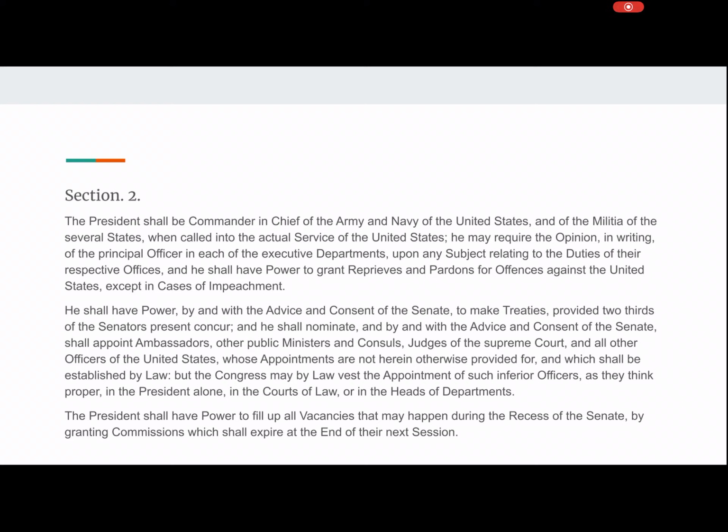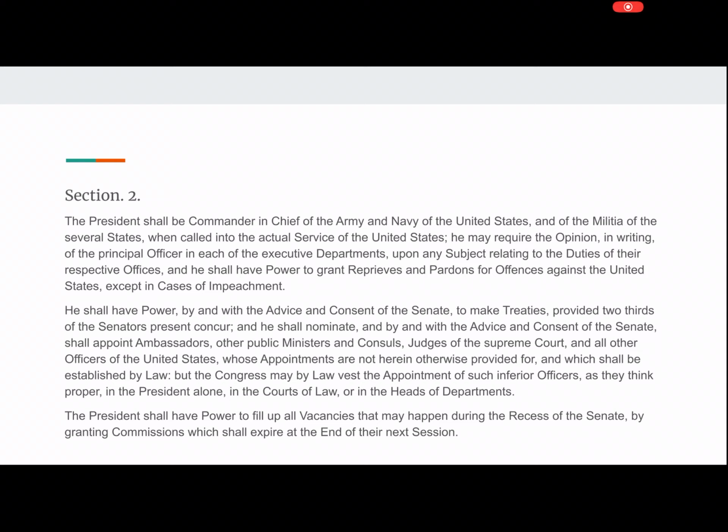Section 2 is about his being the Commander-in-Chief of the Army and Navy. So the President shall be Commander-in-Chief of the Army and Navy of the United States and of the militia of the several states when called into the actual service of the United States. He may require the opinion in writing of the principal officer in each of the executive departments upon any subject relating to the duties of their respective offices, and he shall have power to grant reprieves and pardons for offenses against the United States, except in cases of impeachment.